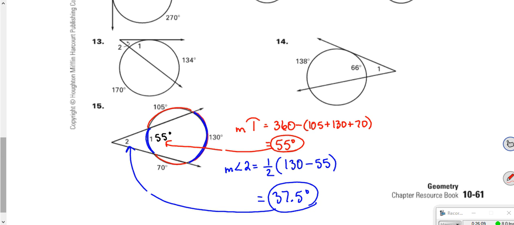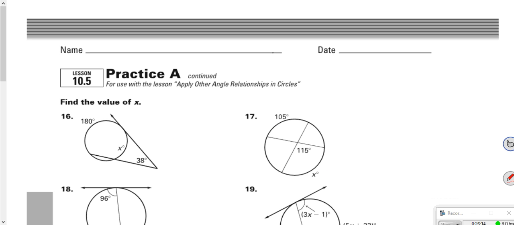Okay, let's go to the next page. Backside here. More of the same. So let's look at 16.